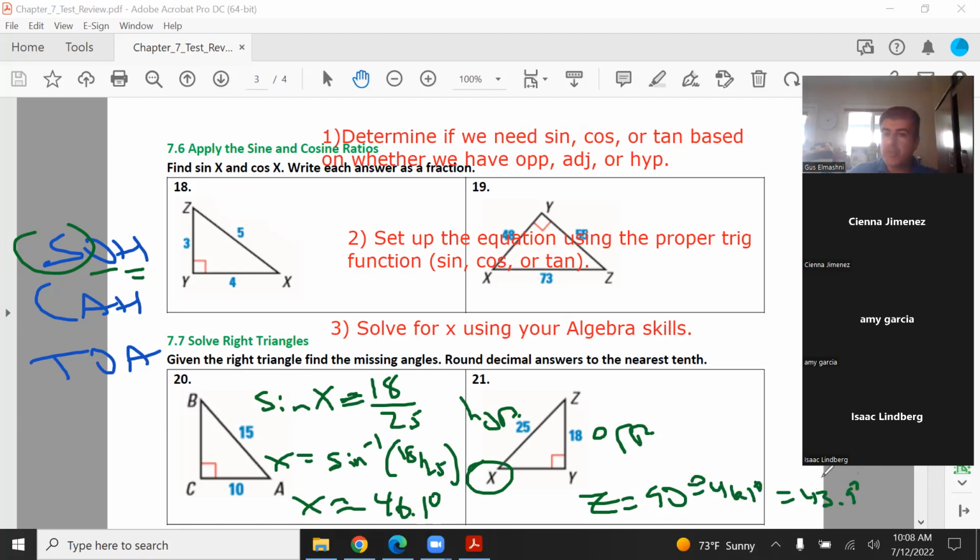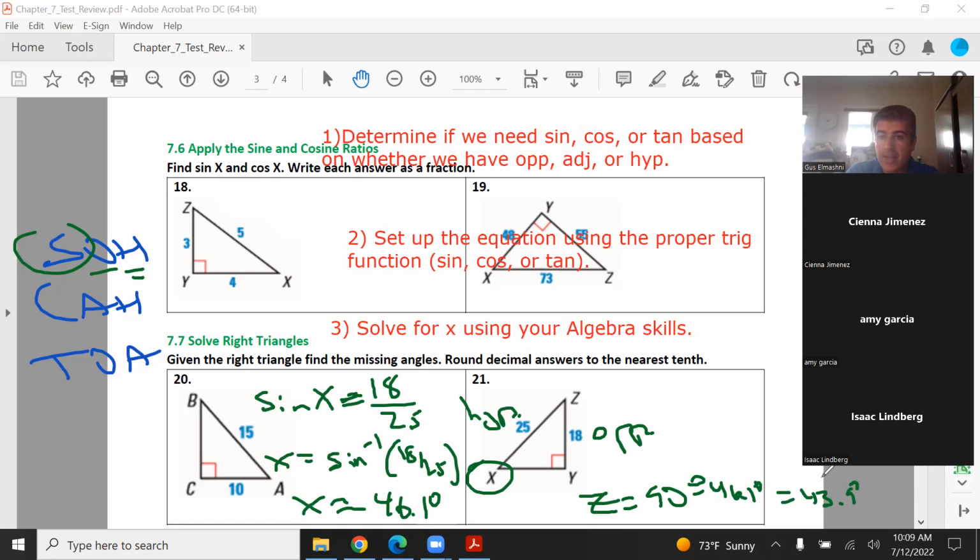So again, those are the 3 steps. Let me take a screenshot if you like. Determine if we need sine, cosine, or tangent based upon whether we have O, A, or H. We're going to have a combination of 2 of those 3 things: the opposite, adjacent, or hypotenuse. And then set up the equation once you know which one you're using, and then solve. And the solving just depends where X is.